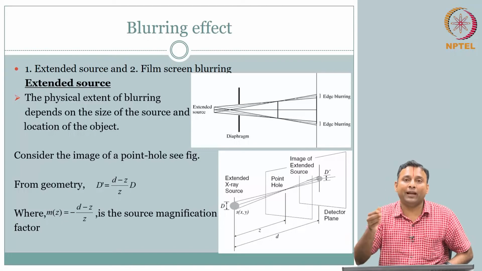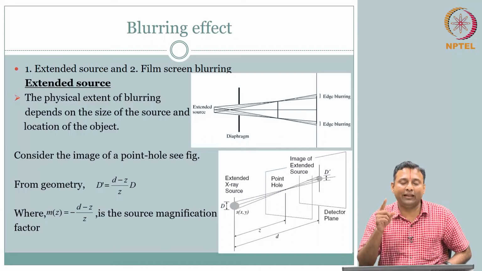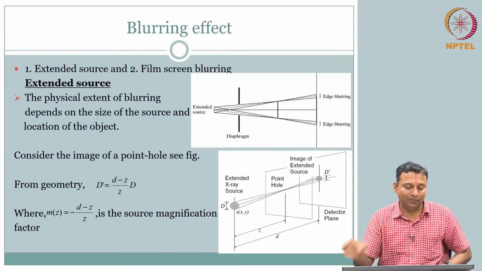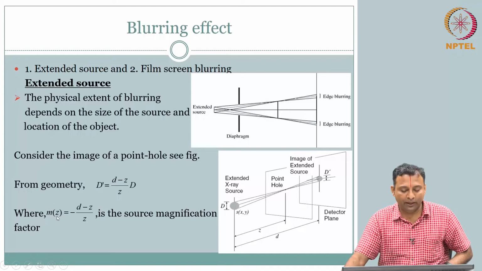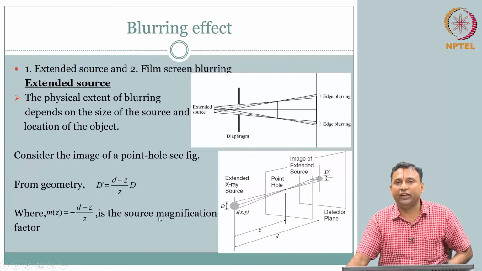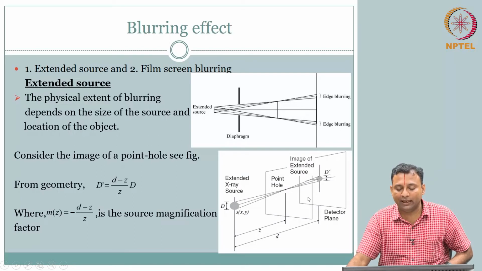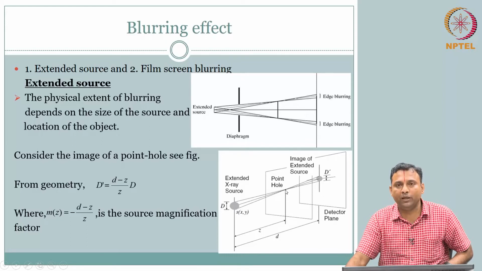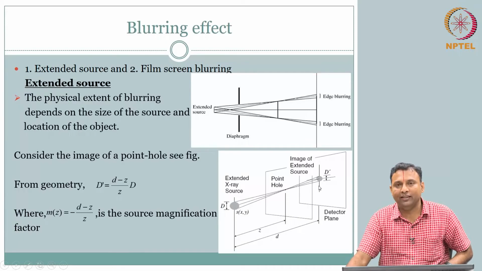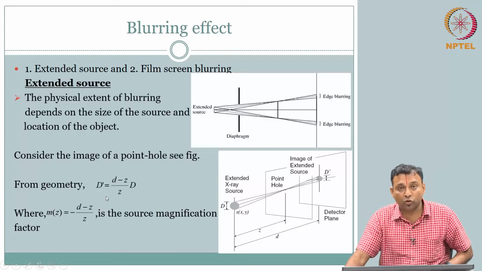Remember when I said capital M of Z, what was that? Depth dependent magnification. I told you that you will get confused, so we will use another M, a small m of Z. This is also dependent on Z, but this m of Z is your source magnification factor, the magnification that is occurring. The object is supposed to be a point, but it is magnified, and that magnification is because of the source. That is why it is called source magnification.